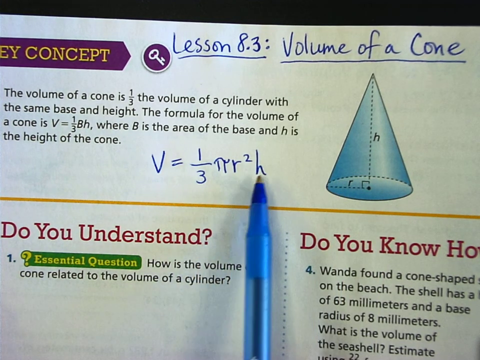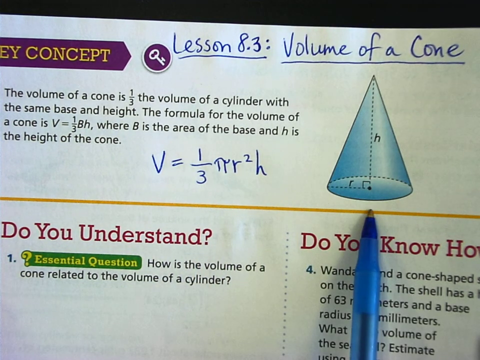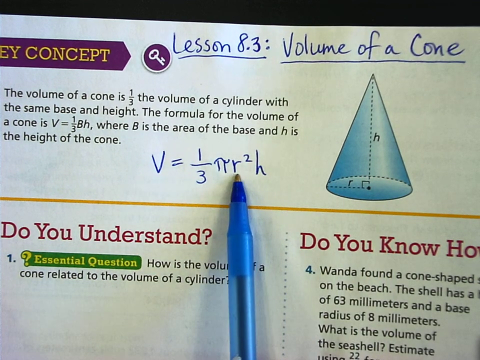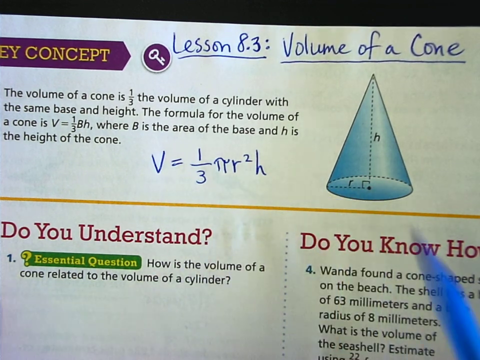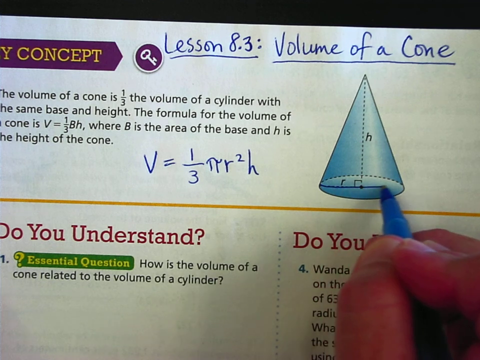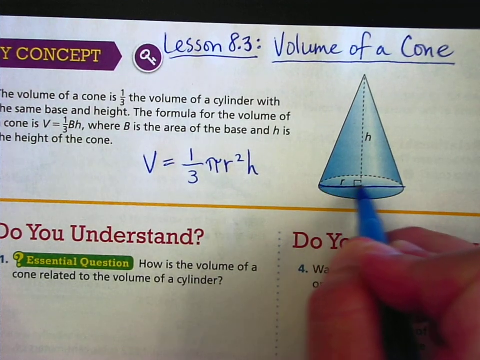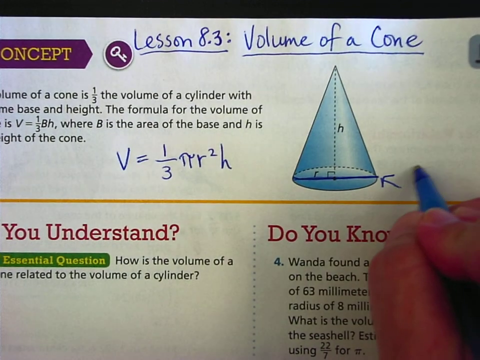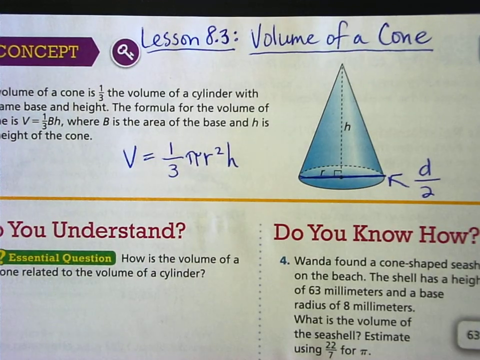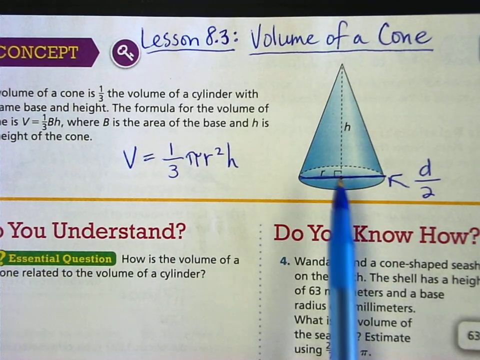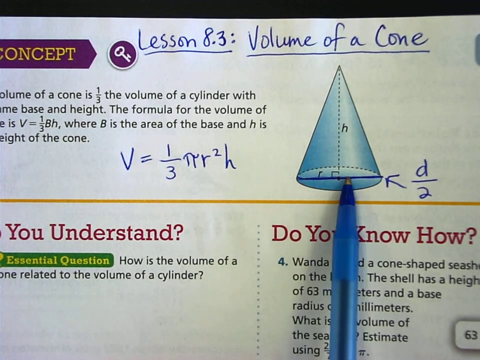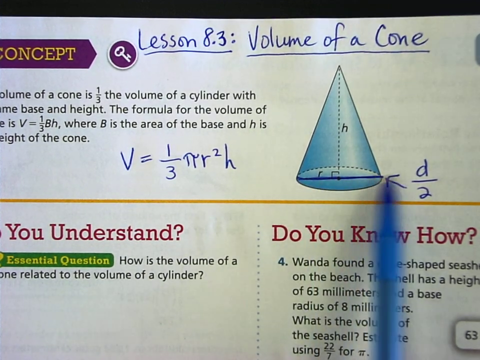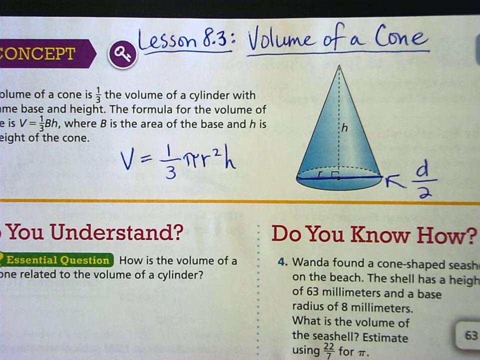So you definitely need the height, which is right here. How tall is this cone? And then the radius squared. So now just remember, if you have a line going all the way across your base, that is the diameter. So you have to take the diameter and divide it by 2, or cut the diameter in half to find the radius. Remember, 2 radius equals 1 diameter. So take the diameter and divide it by 2 if you ever have that line all the way across.